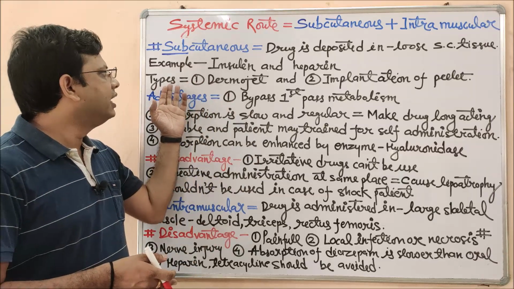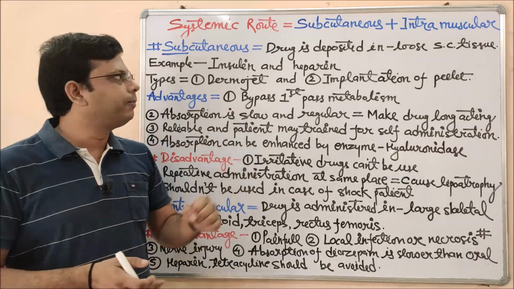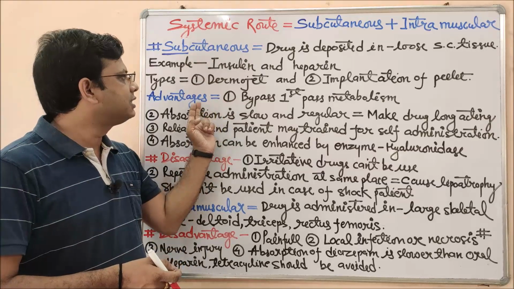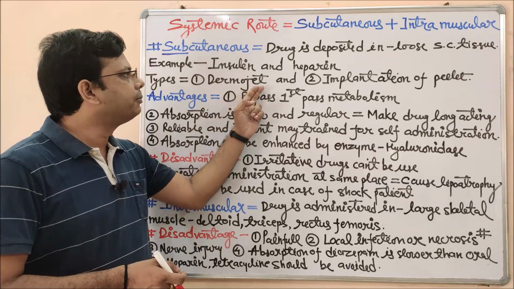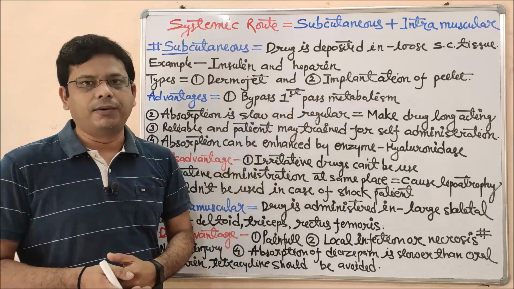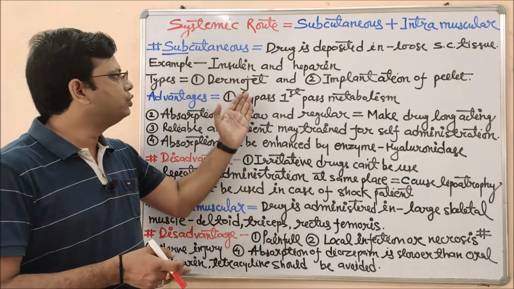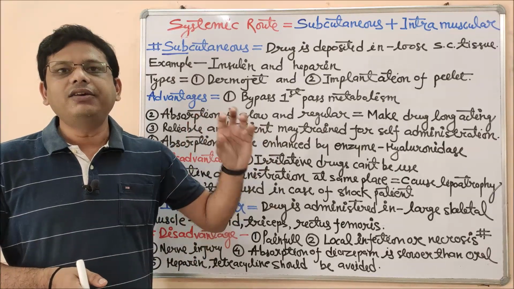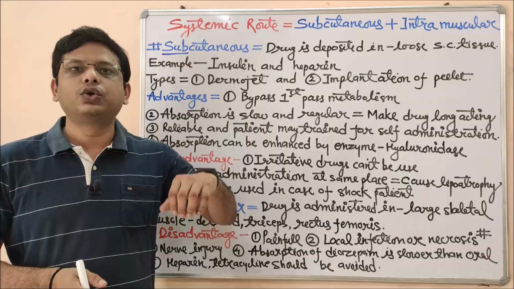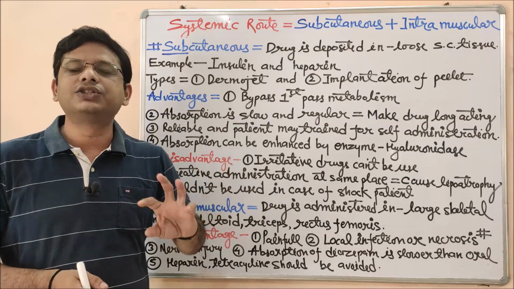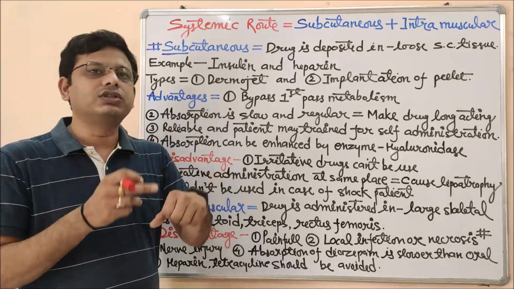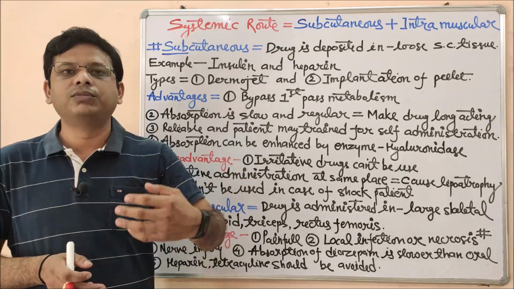So next is their types. What are the types of different routes of drug administration under the subcutaneous route? There are two basic subtypes. The first one is dermojet, and the second one is implantation of pellet. What is the meaning of dermojet? As you can understand by its name, it is a high-velocity drug stream given through a specific type of gun where a needle is not required, so that because of the high velocity, the drug is deposited in the subcutaneous region and absorbed from that particular part.